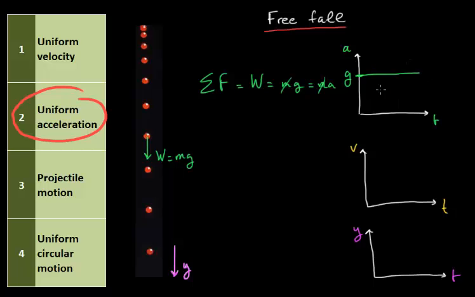We take the integral of g, we obtain gt. So we have v is equal to gt, a straight line going through the origin with gradient g. And finally, for the y-t graph, we take the integral of gt, and that's 1/2 of gt squared. And we obtain the following parabola with the equation y is equal to 1/2 of gt squared. And that's it for free fall.